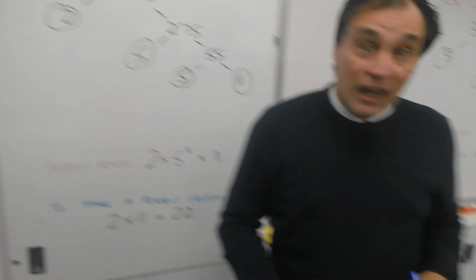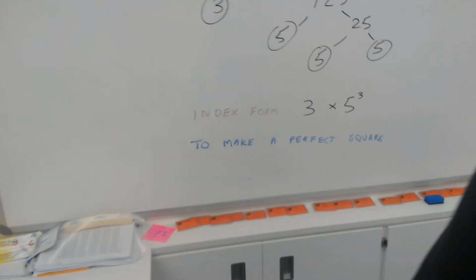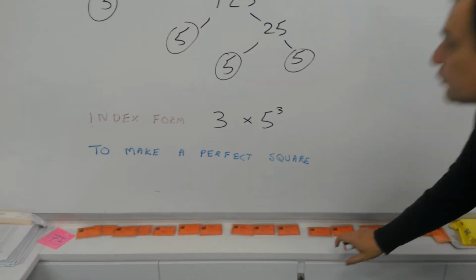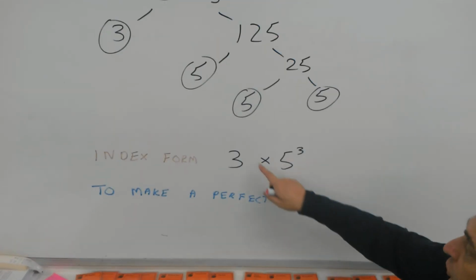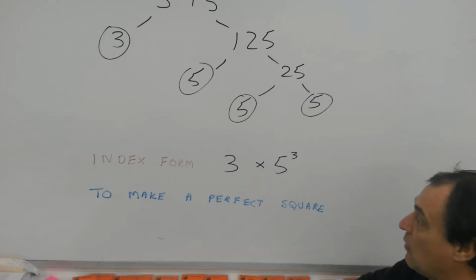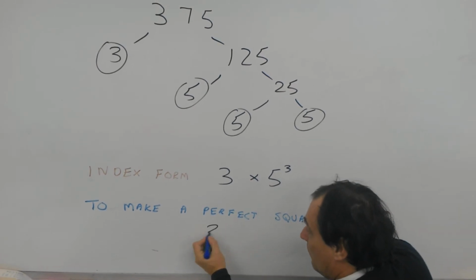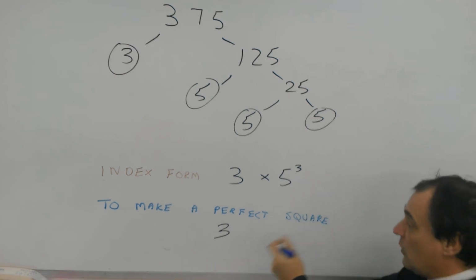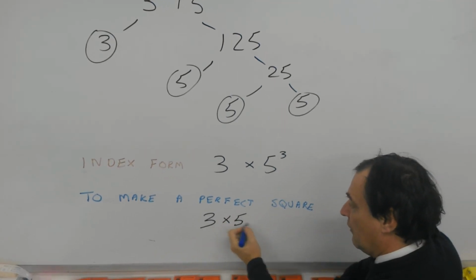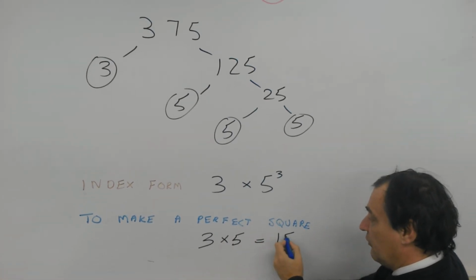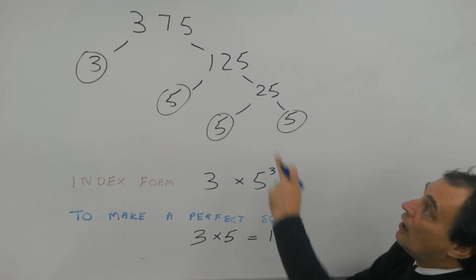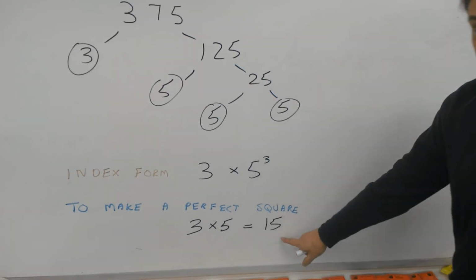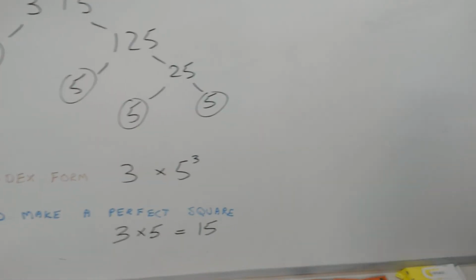Let's look quickly at the other two to do the same thing. So, does 3 have a 2, 4 or a 6, an even power by it? No. So I have to multiply by 3. Does the 5 have an even power by it? No. It has a 3, so I have to multiply it by 5 as well. And that gives us 15. So I'd have to multiply 375 by 15 to make it a perfect square.